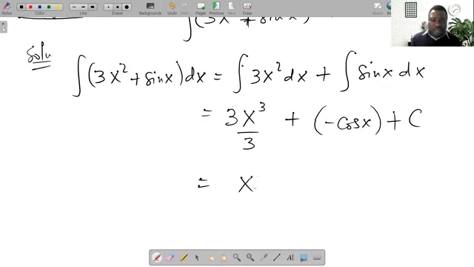And then this will end up being x cubed minus cosine of x plus c. And that will be done.